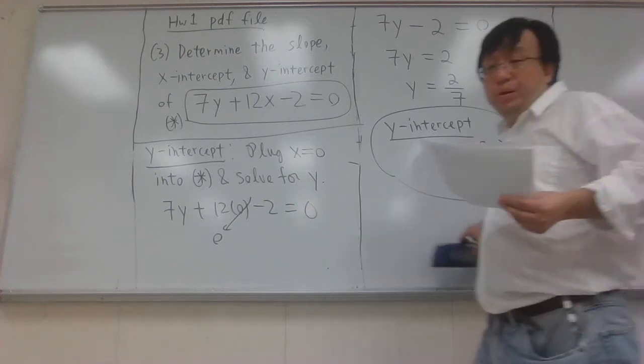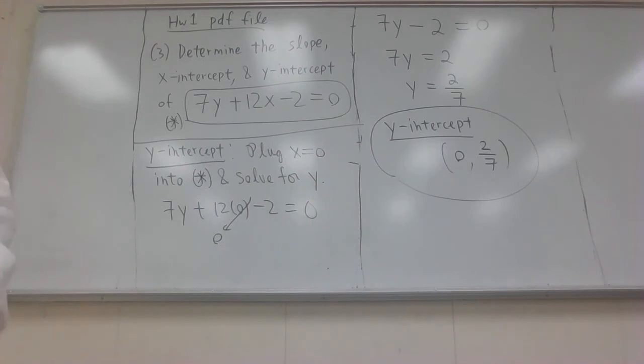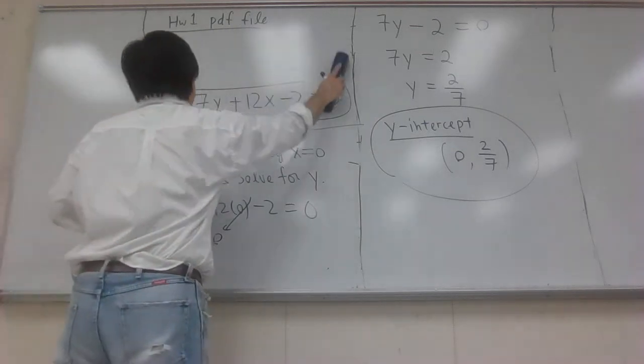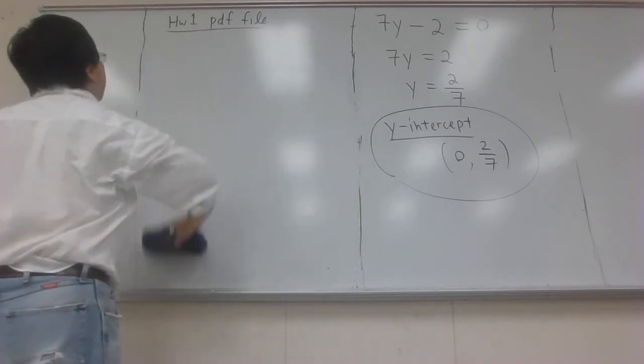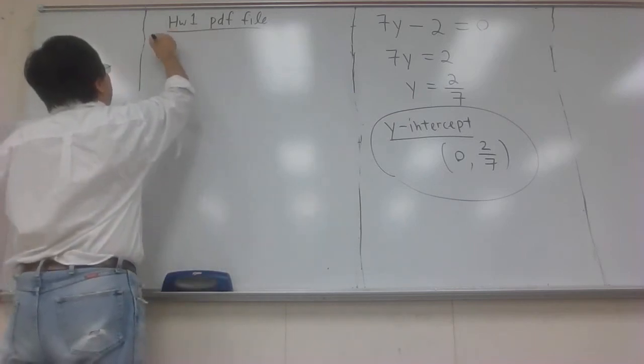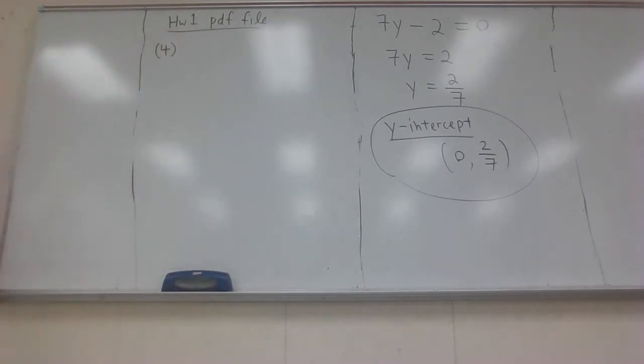Okay, so now let's do the next example, which is homework 1, the homework 1 PDF file, number 4. So we need to find the straight line parallel to y equals minus 3x plus 1, which passes through 1, 1.